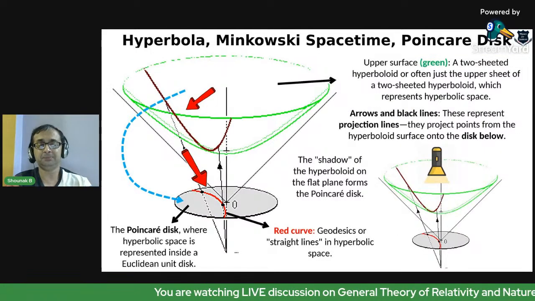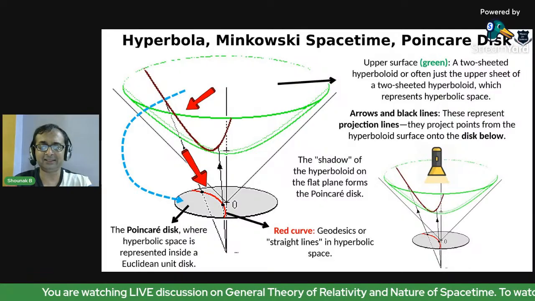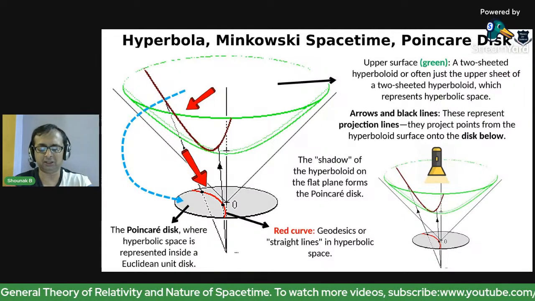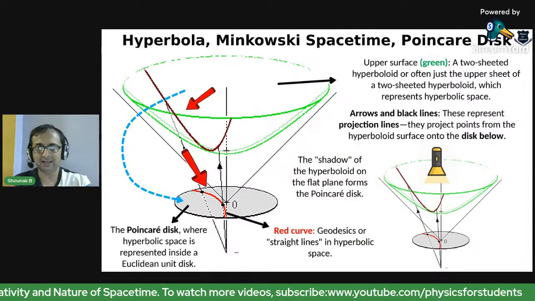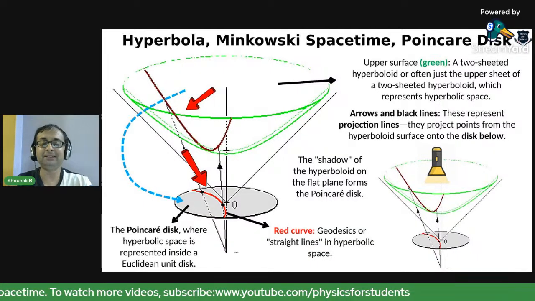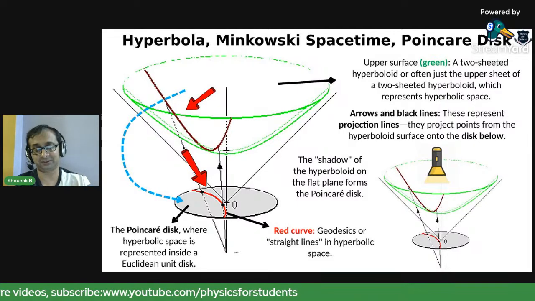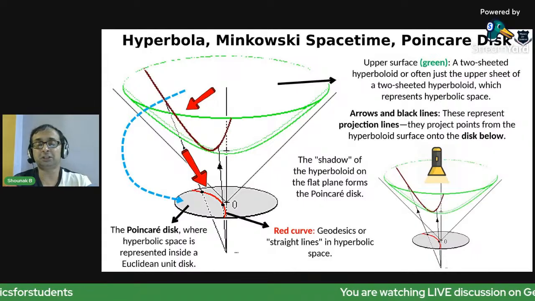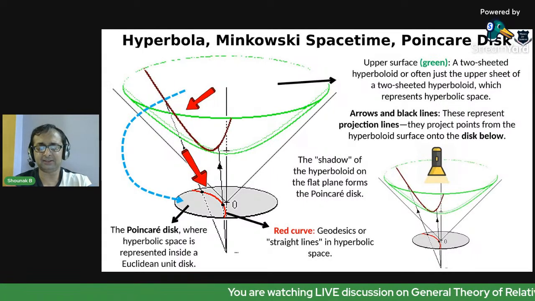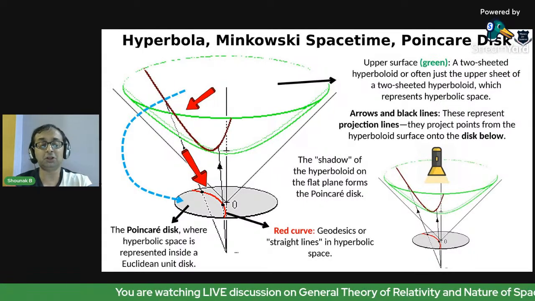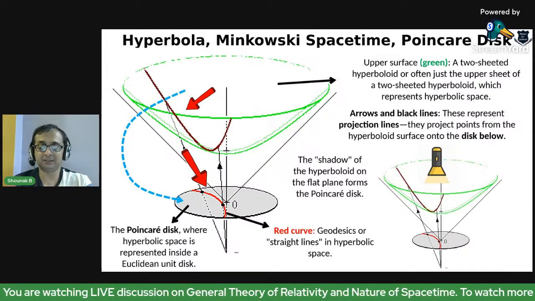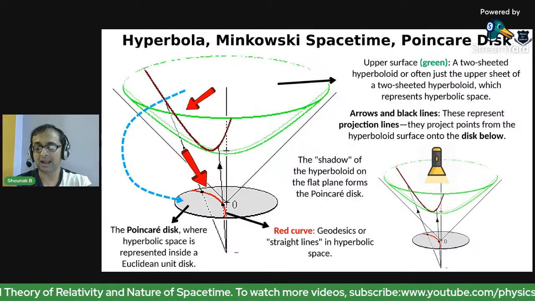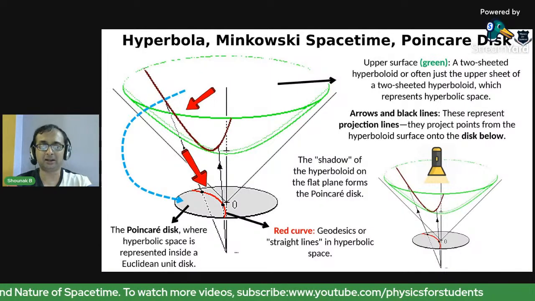Now here you can see that we have taken a hyperbolic shape, and if I shine a light on it from the top, on the right hand side you can see there is a torch which is shining. It will basically create what is called a Poincare disk. So this is called the projection. The upper surface green is a two-sheeted hyperboloid. The Poincare disk is the gray part, and the red curve is the geodesic. That means these are just representing the straight lines, and the light which is shining from the top is basically the projection, and it actually creates the Poincare disk.